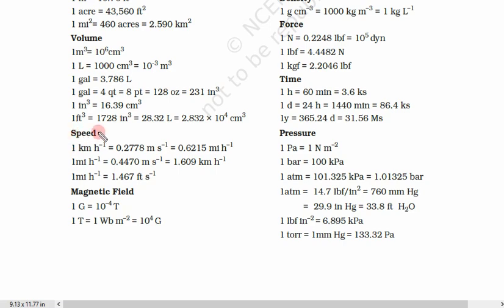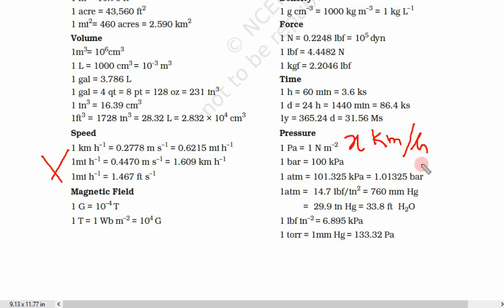Now speed is a very important conversion. But again, here speed is given as 1 kilometer per hour is equal to this many meter per second, or 1 mile per hour is equal to this many meter per second. So these conversions we will not use, we will use our own conversion. So what is our conversion? Suppose something is given in kilometer per hour, okay, x kilometer per hour.